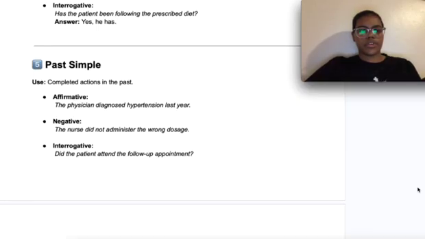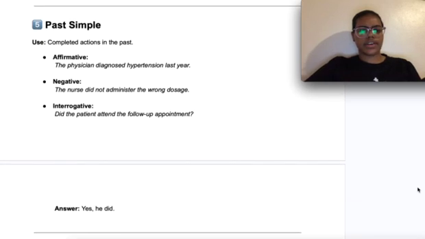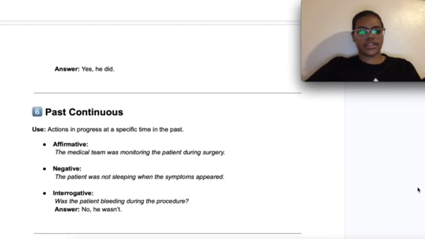Past simple. Use: complete action in the past. Affirmative: The physician diagnosed hypertension last year. Negative: The nurse did not administer the wrong dosage. Interrogative: Did the patient attend the follow-up appointment? Answer: yes, he did.